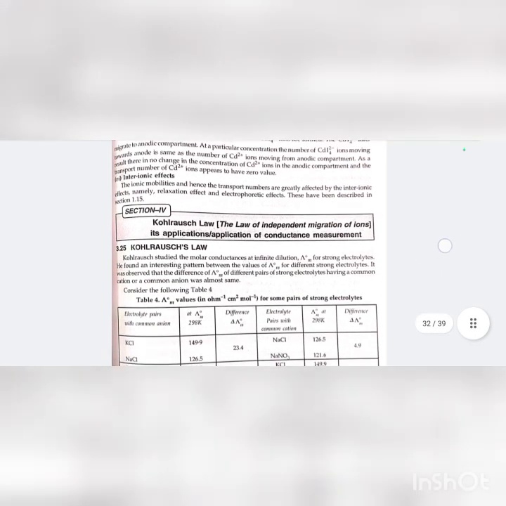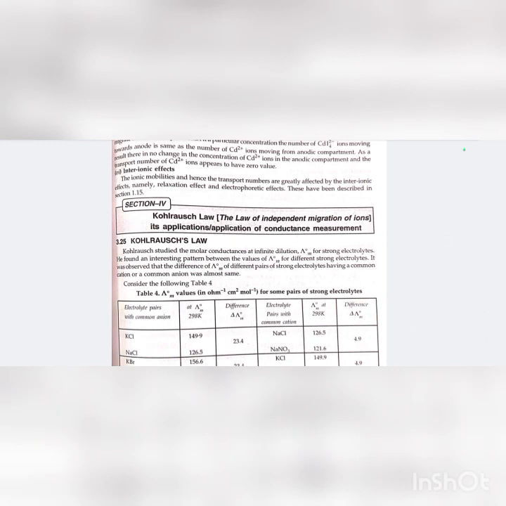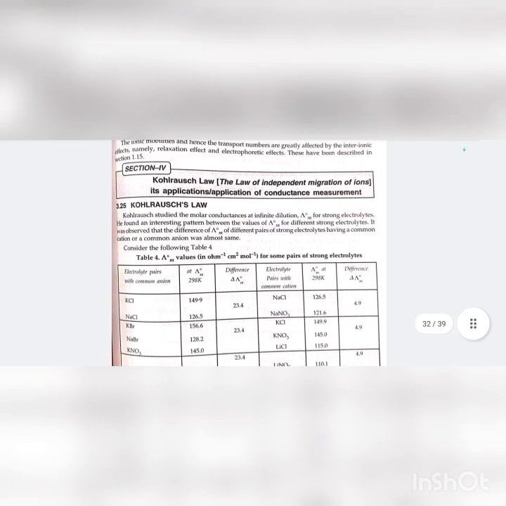Sixth is intra-ionic effects. The ionic mobility, and hence the transport number, are greatly affected by intra-ionic effects, namely relaxation and electrophoretic effects. Now, our last section of this chapter is Kohlrausch's law, or we can also say the law of independent migration of ions, and its application to conductance measurement.